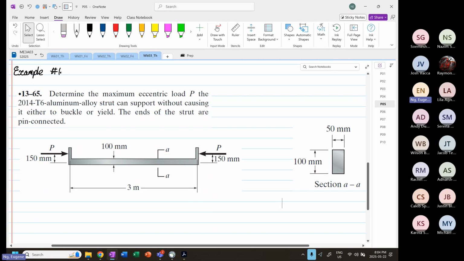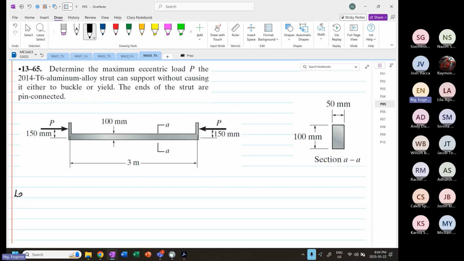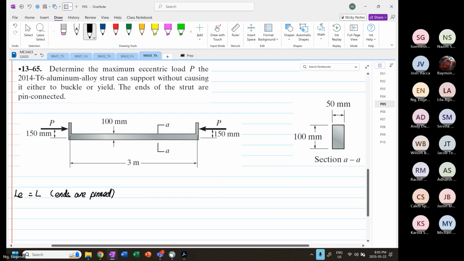So what we know is the equivalent length is equal to L, because it is pinned at both ends. We did this quite a lot. When it's pinned, what must we do? So we know that the effective length LE is equal to 3 meters.